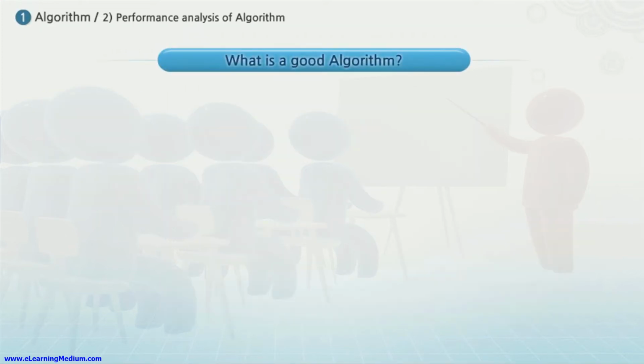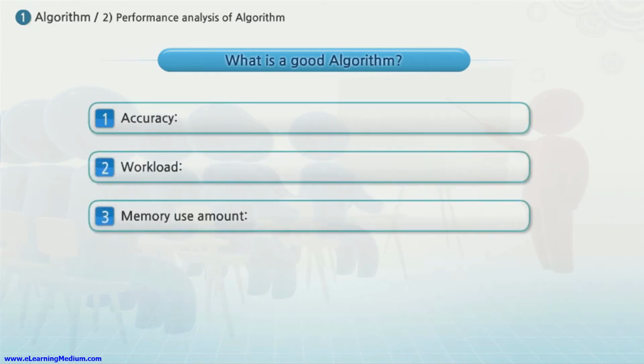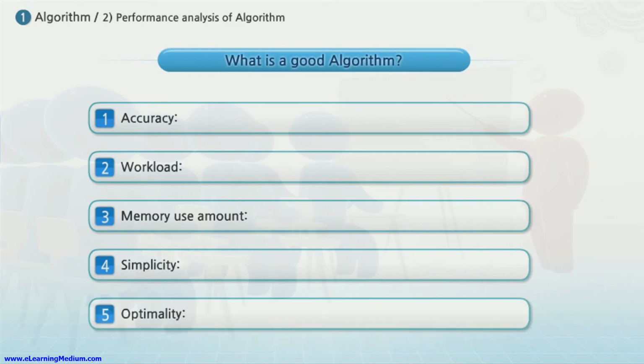The purpose of this process lies in understanding and using a better algorithm. The standards for evaluation of algorithm include accuracy, workload, memory use amount, simplicity, and optimality. Accuracy is what shows how accurately an algorithm operates. The higher the accuracy, the better the performance.